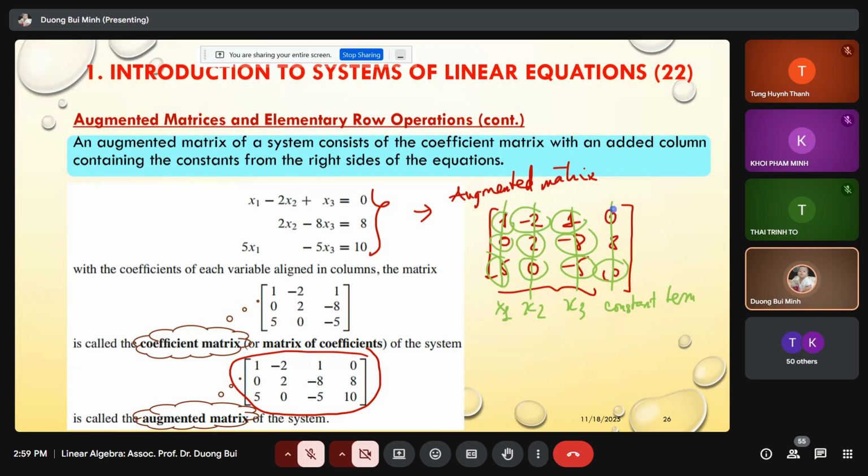Okay, and now if we skip this one and only consider this matrix, it becomes the coefficient matrix. So this one is the coefficient matrix. We just give up the constant terms. So now we have two definitions, right? Two concepts: the augmented matrix and the coefficient matrix. Okay. Any questions so far?